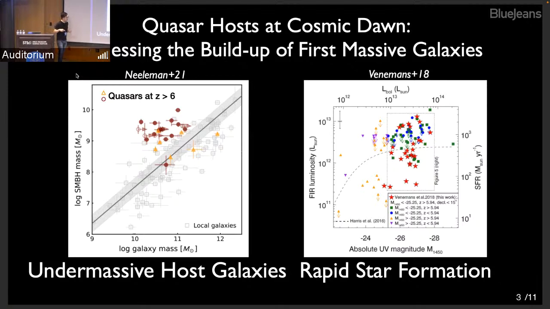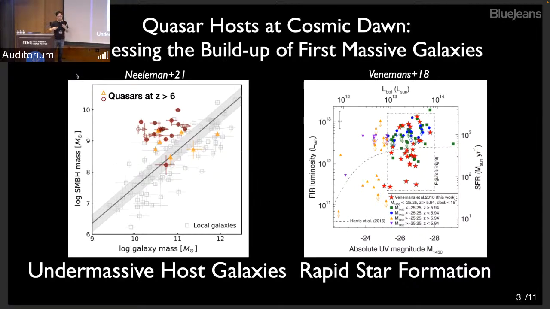And in addition, on the right side, we're looking at the star formation rate of these host galaxies as a function of the quasar UV luminosity. So basically what we see is that the star formation rate of this quasar host galaxy at cosmic dawn can range from several tens to several thousand solar masses per year, which means that they are forming stars very rapidly.